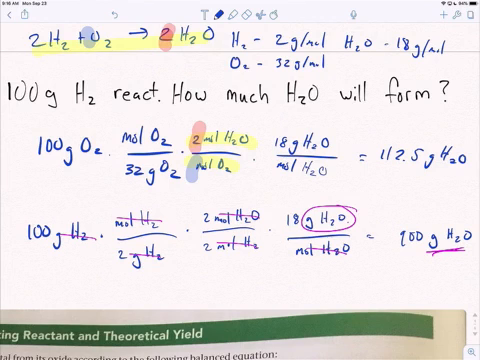Now we have to get the ratio between water and hydrogen. Once we figure out the number of moles of water, we multiply by the molecular weight of water to get the mass of water. One more time: now we've got the ratio, and then to get the mass of water, multiply by the molecular weight of water.